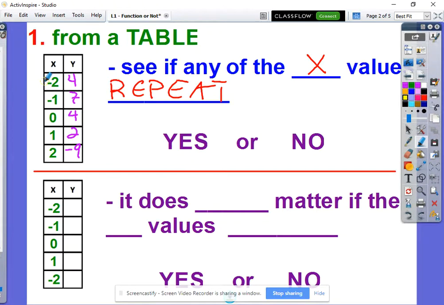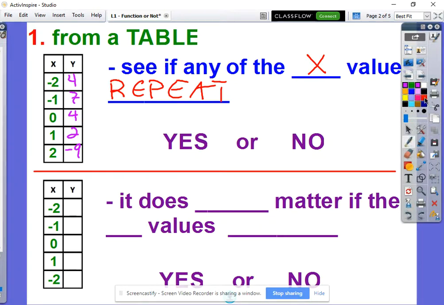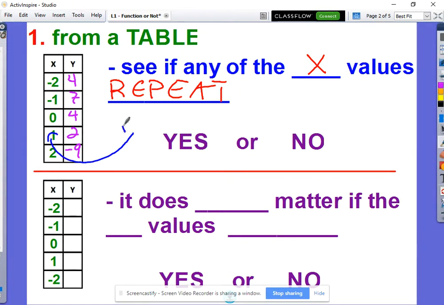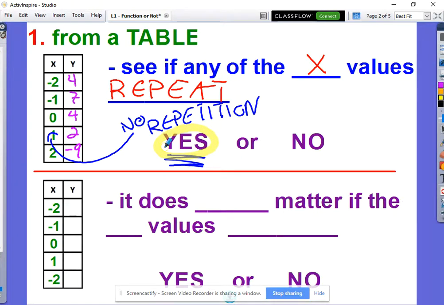So let's take a look. We have -2, -1, 0, 1, 2. Did any of those x values repeat themselves? Since there's no repetition over there, write that in on the side here: there's no repetition of our x values. Our conclusion is that yes, this is a function. Since there's no repetition, and that's the only thing that breaks the rules, yes, it is a function.